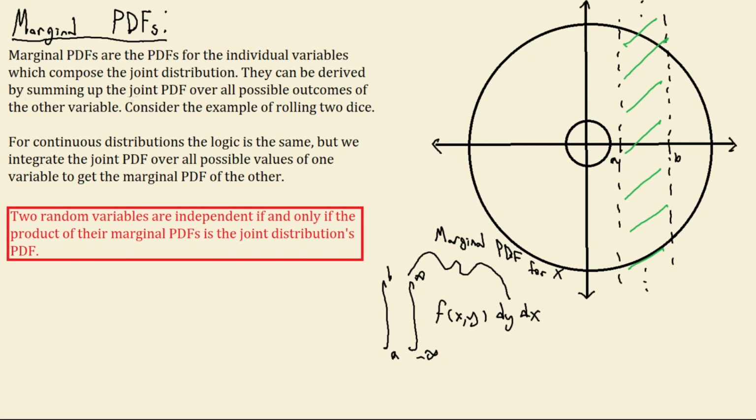And you can see this is exactly what we're talking about here. It's derived by summing up or integrating over all possible outcomes of the other variable. Here we're integrating over all possible values of y, and we're getting a marginal probability density function for x. And then integrating over that marginal probability density function from a to b is going to give us a probability of the x-coordinate being between a and b. But just this expression right here in the integrand is going to give us the marginal PDF.